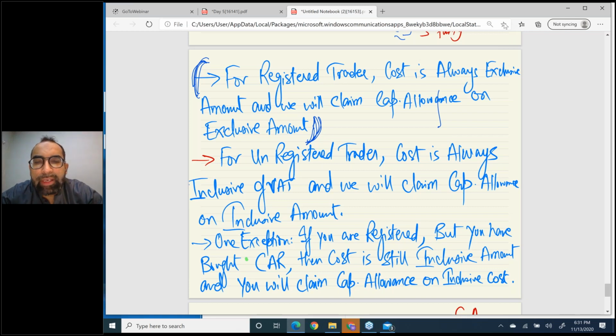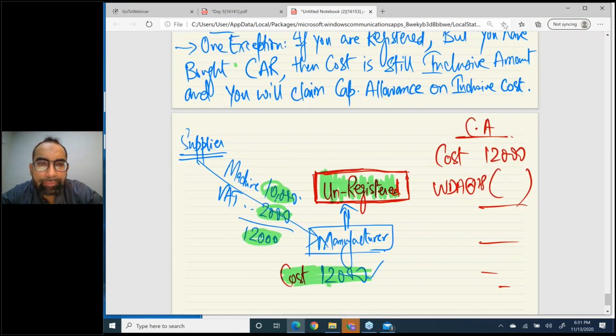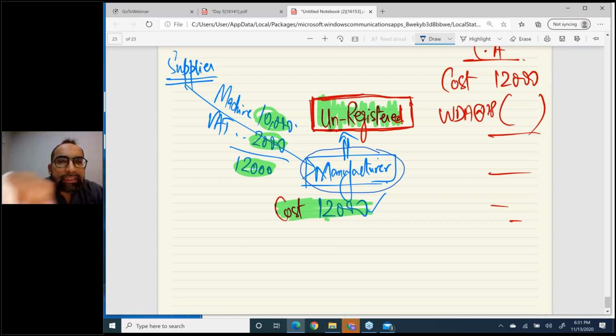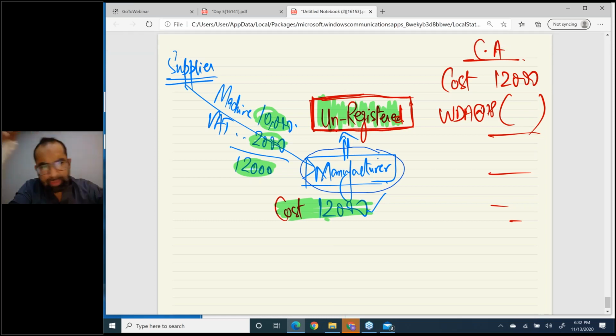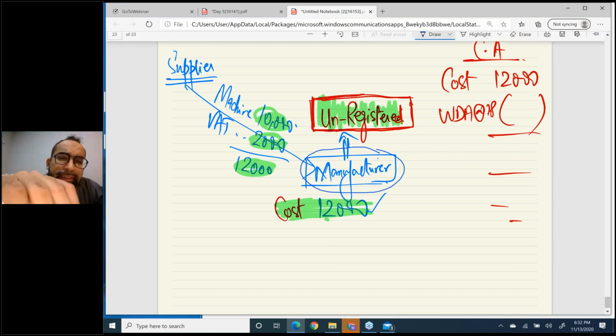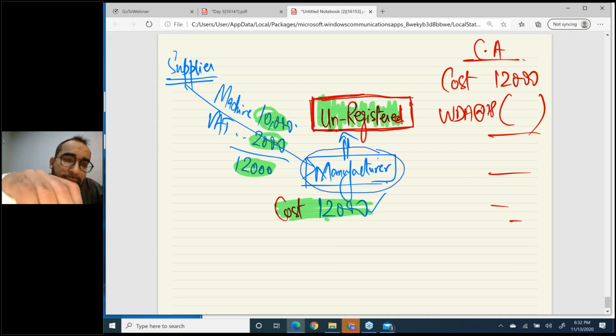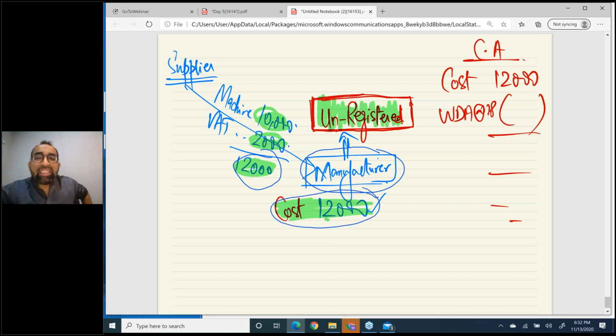Now you students may ask, sir, what if we are unregistered? Yes, this is possible. Now see, if the manufacturer is an unregistered guy and he just bought a machine from a supplier. Same case, supplier sold the machine for 10,000 and at the time of sale charged 20% VAT from us. So 10,000 plus 2,000 is 12,000. Now the manufacturer just paid 12,000, and as this manufacturer is unregistered, he is not eligible for any input tax recovery.